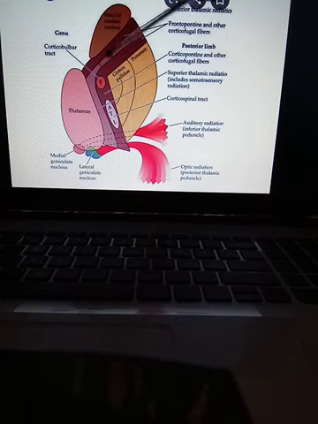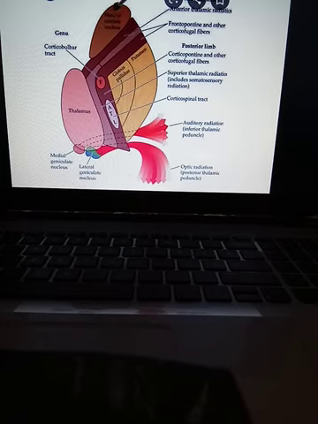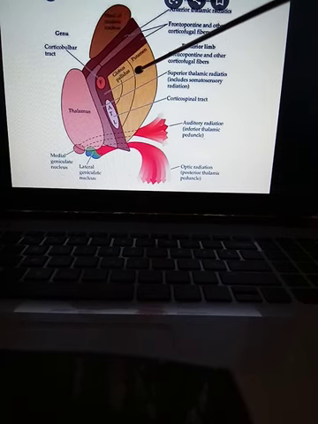This anterior limb, as you can see, separates your caudate nucleus from the anterior part of the lentiform. Caudate nucleus will be present medially and the lentiform will be present laterally.